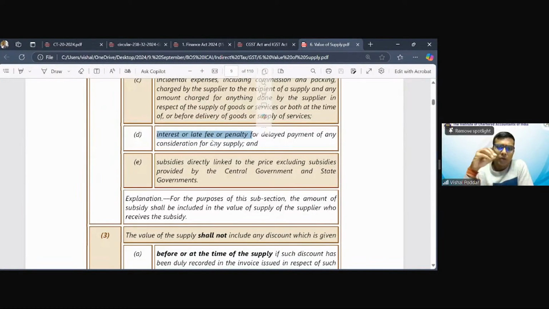So my original supply was of rupees 2 lakhs. I had given you 1 month credit. You made payment to me after 3 months. So you are late by 2 months. So I ask you to pay 10,000 extra for this 2 months delay.